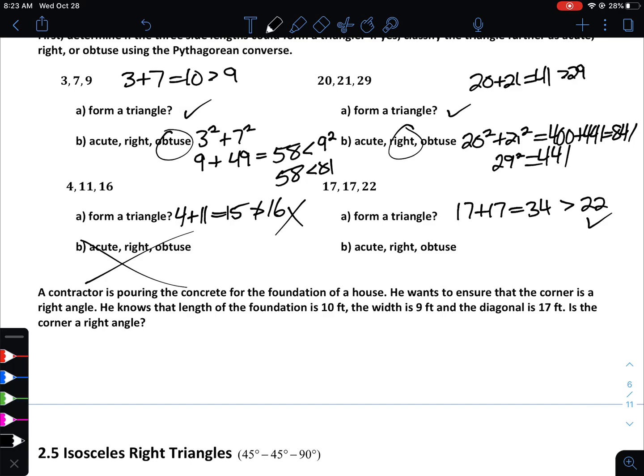All right. Now, let's decide if it's acute, right, or obtuse. So if we take 17 squared plus 17 squared, that is going to be 289 plus 289. That adds up to be 578. Now, 22 squared, which is c squared, is only equal to 484. And so c squared, which is 484, is less than our other two sides squared. So it's less than 578. Because of that, we're going to say that this is an acute triangle.